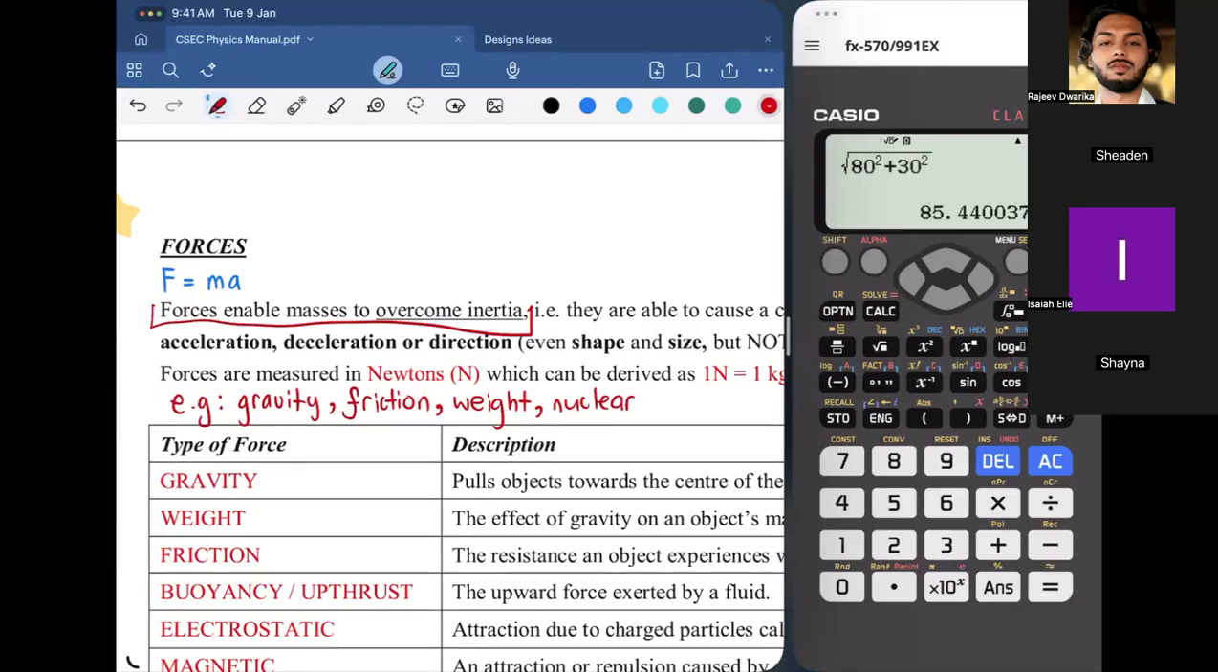Do you all know what inertia means? It's like the tendency to resist the change in motion. Okay, well, yeah, that's correct. That's what I want to hear.